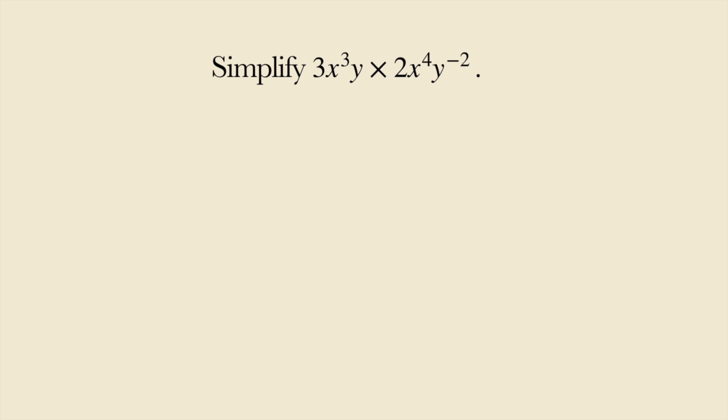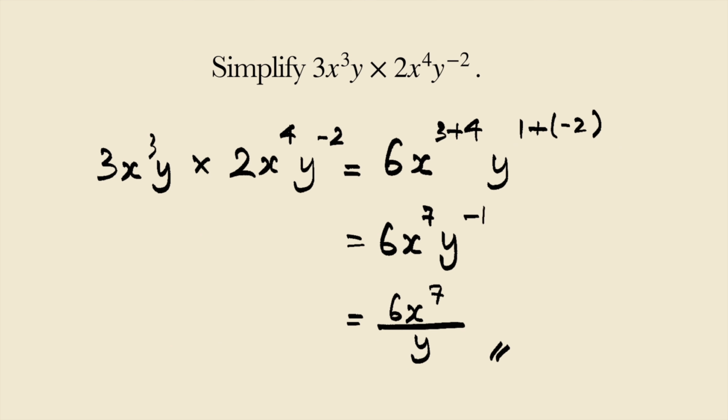Okay, look at this. I like to focus on only one thing at a time. What do I mean by that? Coefficients first. Okay, focus only on 3 and 2, 6, right? You're multiplying them together. Now, base x, let's take a look. 3 plus 4, because we're multiplying, we're going to add the indices. Next, y is also known as power 1, right? And we're going to add negative 2. Well, that's basically 1 plus negative 2. So 6, x power 7, y power negative 1. And y will be positive power 1 if you write it as the denominator.